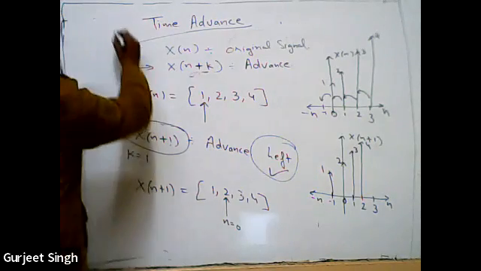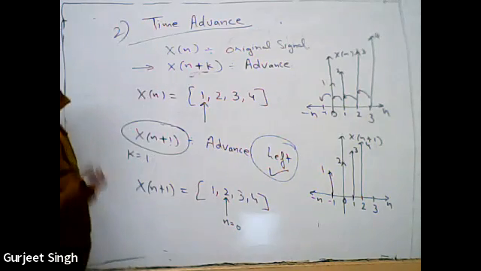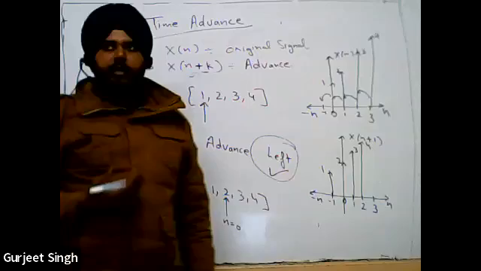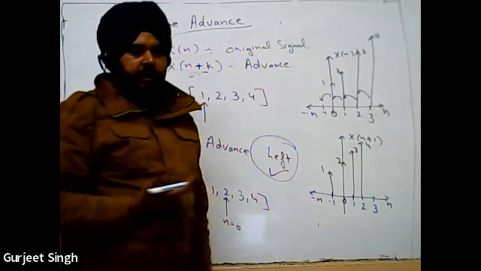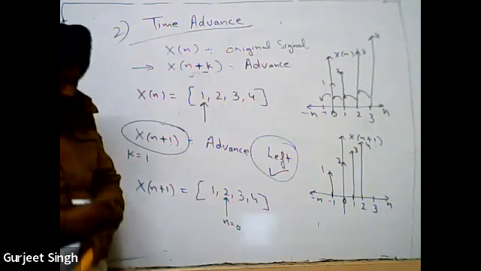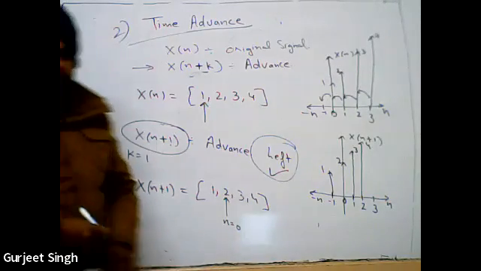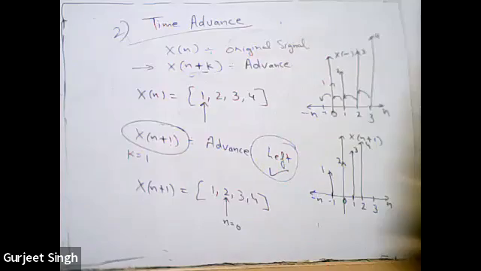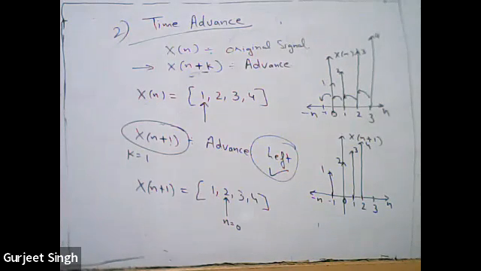So this is the second type. First we have done the time delay. Second type is the time advance. Next we have time folding, then folding and delay operation, folding and advance operation, that we will discuss in the next lecture.